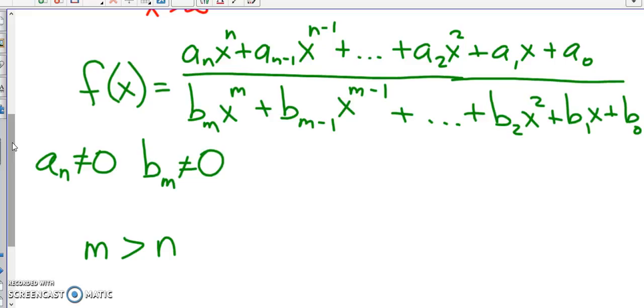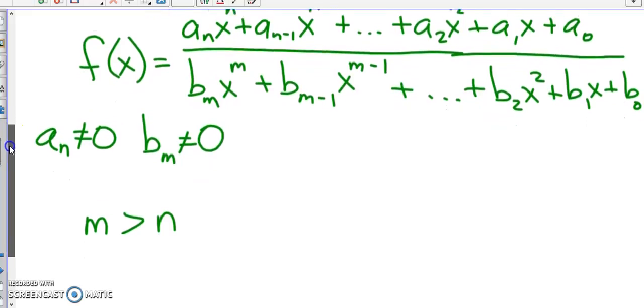Well, the bigger the degree, the faster it grows when you get out toward the edge, right? So if the denominator is growing faster than the numerator, so if the bottom of the fraction is getting bigger way faster than the top of the fraction, what's going to happen to the fraction? It's going to get smaller. And in essence, when the denominator gets huge, what number is that fraction going to approach? 0.